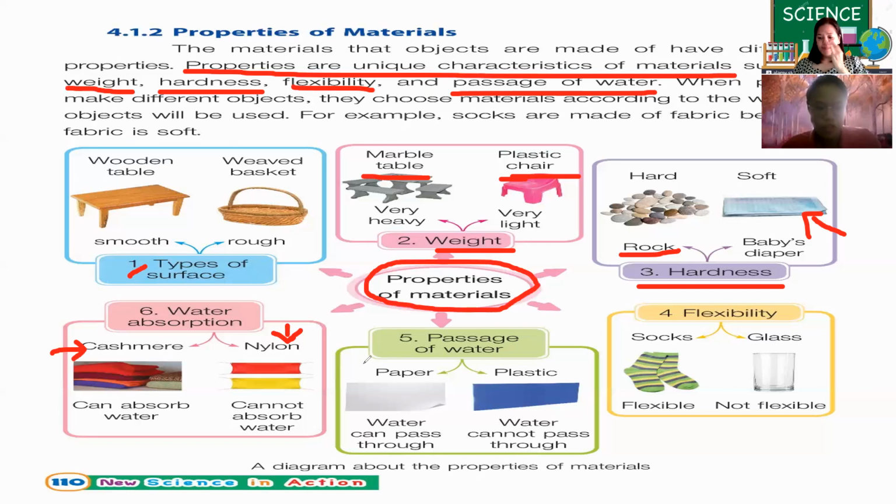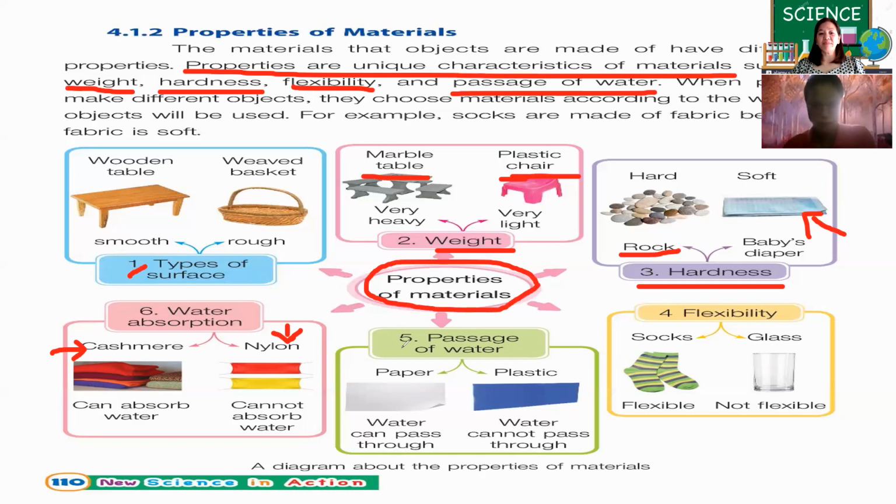Water absorption ก็คือการดูดซึมน้ำลูก Cashmere and nylon are kinds of fabric, right, teacher? Yes. Cashmere กับ nylon ลูกเป็นชนิดผ้า2 ชนิด Cashmere can absorb water ก็คือมันสามารถดูดซึมน้ำได้ต่างจากผ้าประเภทไนลอน cannot absorb water ก็คือดูดซึมน้ำไม่ได้ Okay, next teacher.